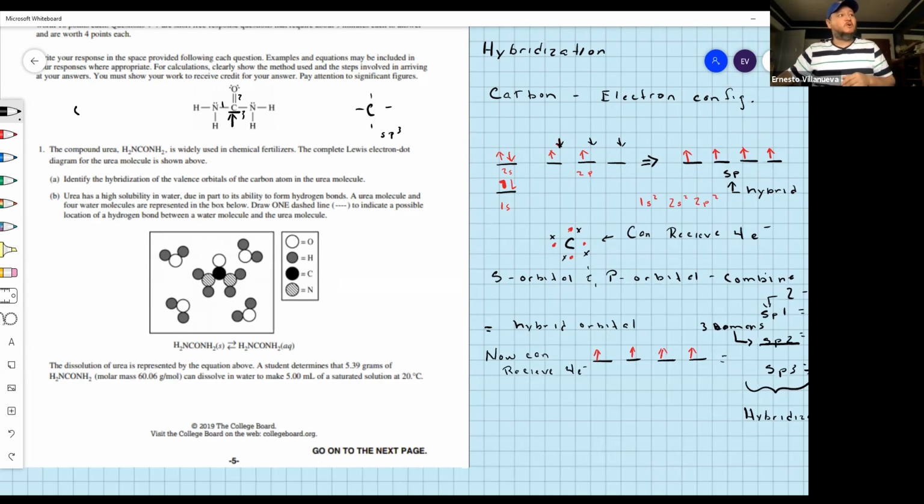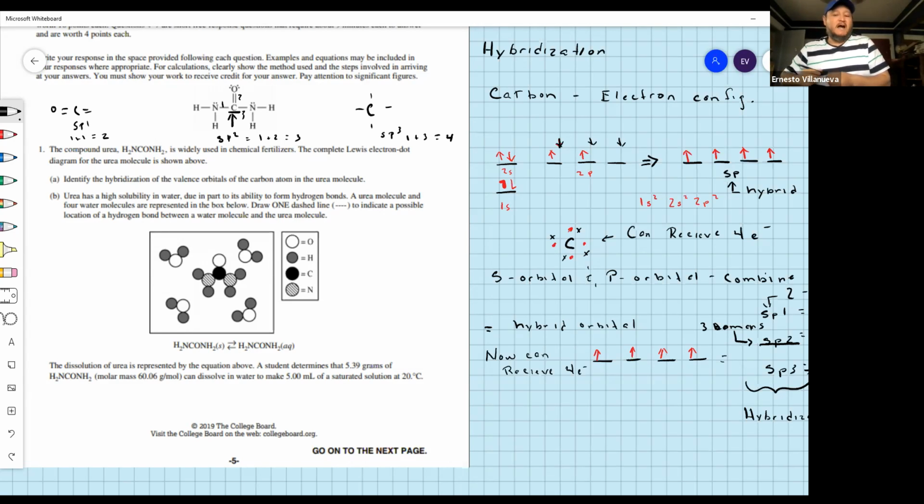If carbon had been shown like this, bonded to whatever, where you only have 2 domains, this is sp1, right? Remember that s is 1 domain, p is 1 domain, so 1 plus 1 equals 2 domains. sp2 is s plus 2 p orbitals, that gives you 3 domains, and sp3 is 1 plus 3, that gives you 4 domains, right? That's how you understand hybridization.